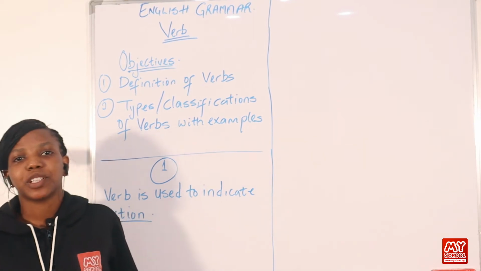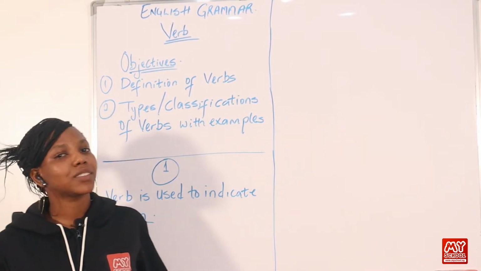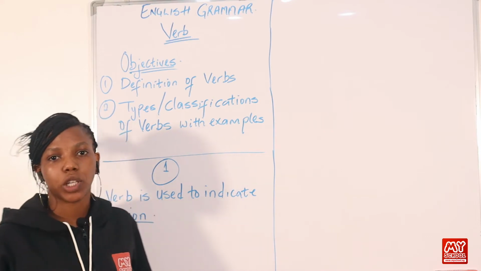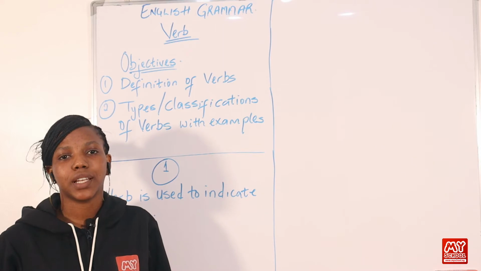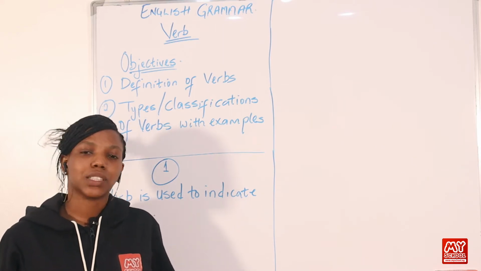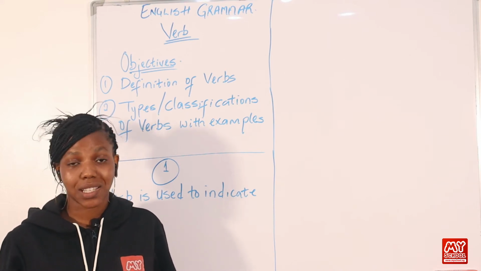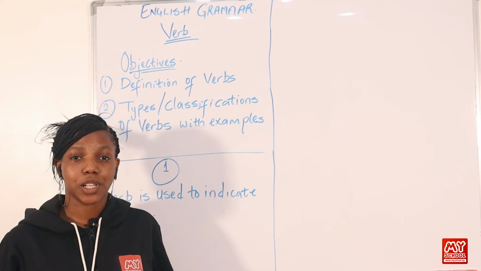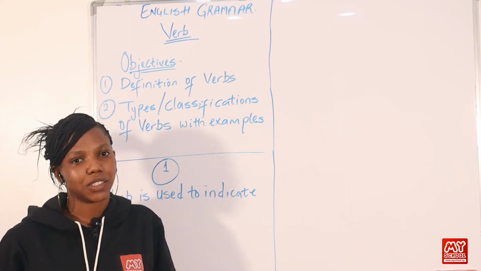So right now let's begin with the topic verbs. Now we have two objectives for this lesson. Number one is the definition of verb, and number two is you will be able to list the types or the classifications of verb with examples in sentences and in isolation as the case may be. Now let's start with the first objective.